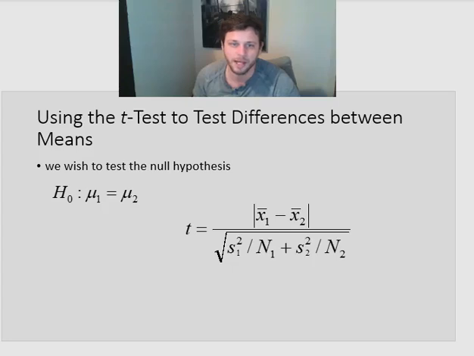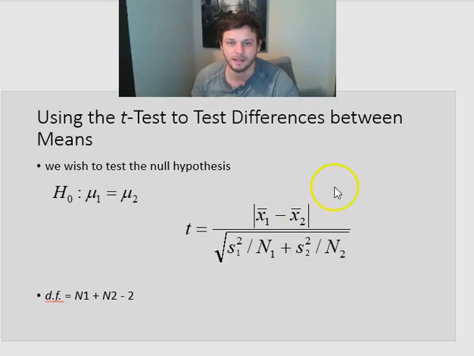The formula for that is, remember, it's a t-test, so you're going to come up with the t-value. It's going to be the absolute value of the mean of population 1 minus the mean of population 2 over the square root of your standard deviation squared, or the variance, divided by n of population 1, so the number of samples you have in population 1, plus the variance of population 2 over the sample number for population number 2.